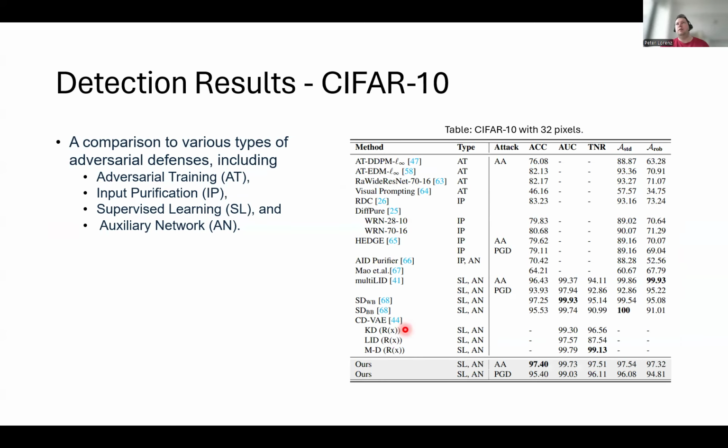Let's put it in some numbers. Here are some detection results on the CIFAR-10 dataset, which is usually the standard dataset for adversarial training, the standard method to robustify classifiers, model classifiers. We have here two attacks, AutoAttack and PGD. They're very similar, and in the community it's discussed which one should be used.